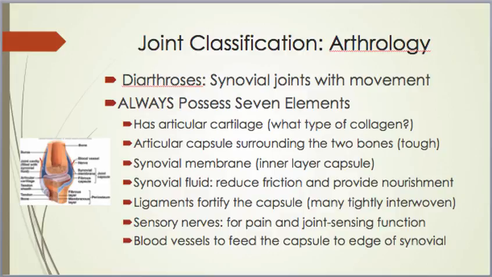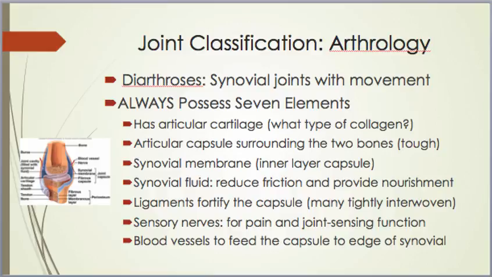As opposed to those types of joints, we have diarthroses, which are essentially synovial joints, what we think of as classic joints with movement that allow us to interact with our environment. And these types of joints always possess 7 elements. Firstly, it must have articular cartilage. So articular cartilage is, of course, the cartilage at the very ends of our bony structures.